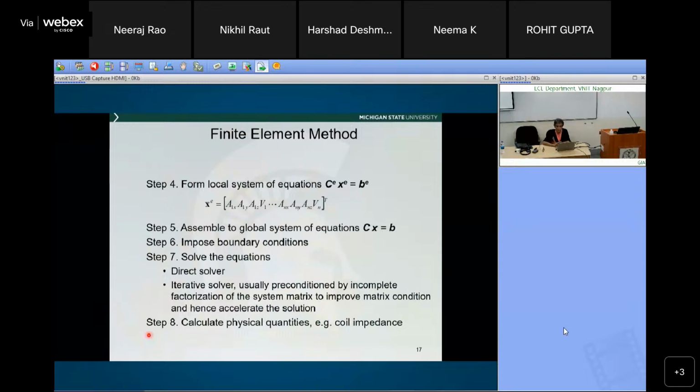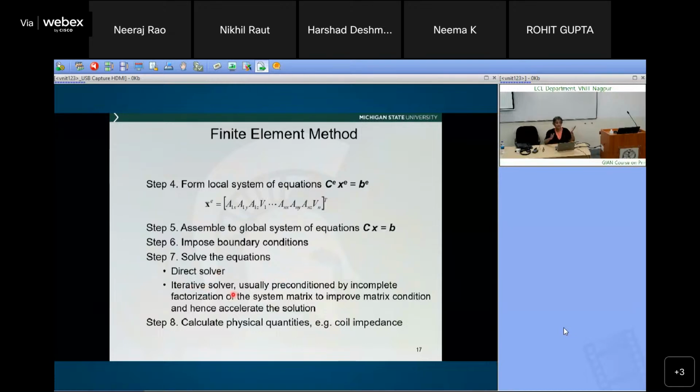Okay, so once you solve the matrix equation, let's see. This is the local system. This is the same thing. We have an elemental system: you form the matrix equation for each element, assemble to form the global matrix equation, and impose boundary conditions. You see which values are Dirichlet boundary conditions, those values should be used in the right-hand side. And then you solve the equation.